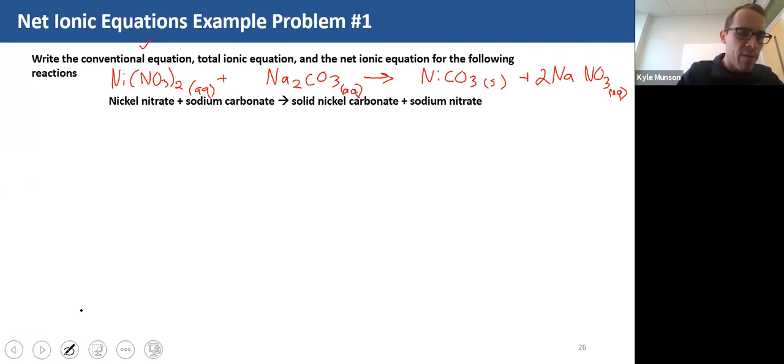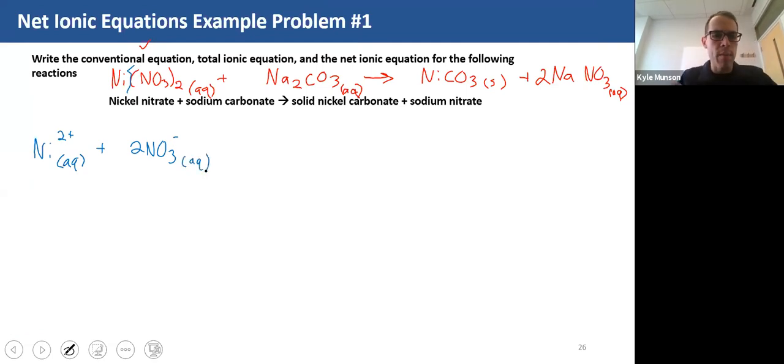Okay, so we're going to have the nickel, and we're going to just split it right down there. So nickel plus 2 nitrates, and nickel has a 2+ charge. The nitrate here has a 1- charge. So this is just going back to our videos on ionic solutions. We're just doing that. Each one we're writing its ionic species plus 2 sodium ions.